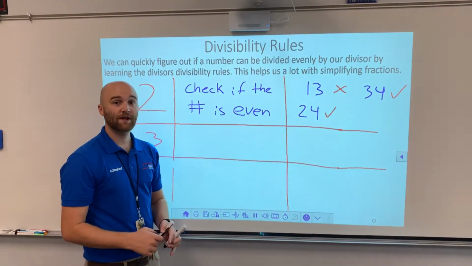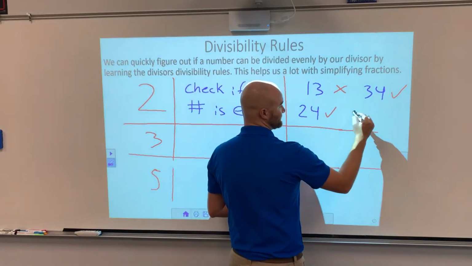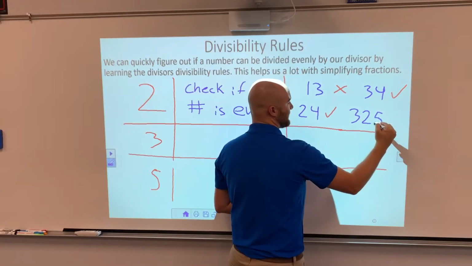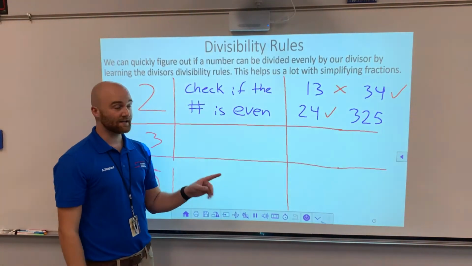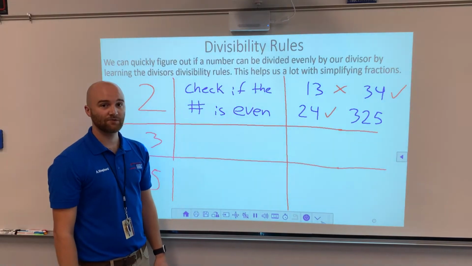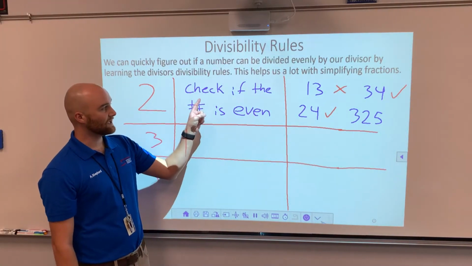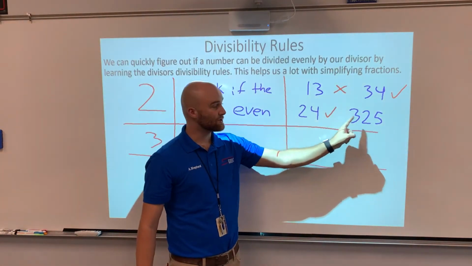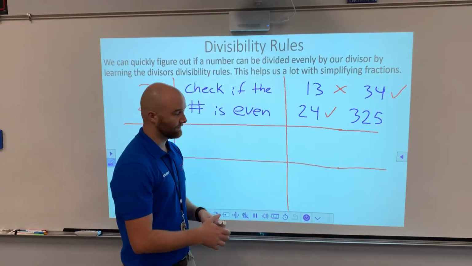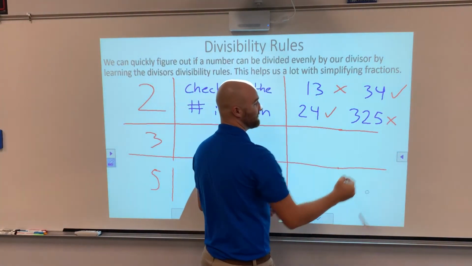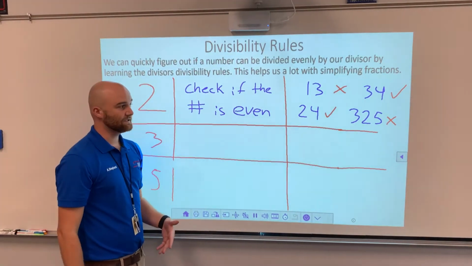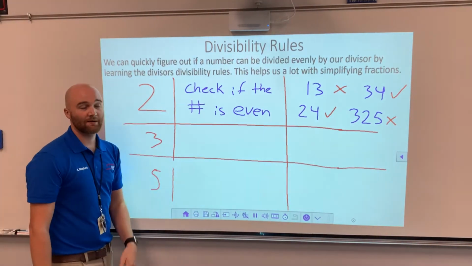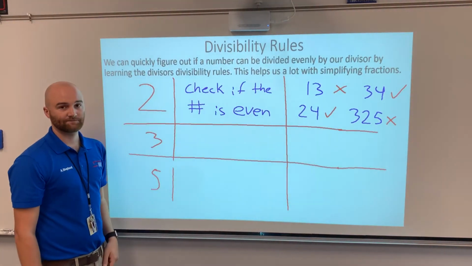Let's try a harder one now. Let's try a multi-digit one. Let's try 325. Without actually dividing, how can you tell if that's going to be divisible by 2? Well, we can tell because we check if the number is even. Here, this 5 is not an even number, so I know that 325 is not an even number, which means that 325 will not divide equally by 2. We'll end up with some decimals or some fractions. That's the only thing we have to remember for 2, if the number is even.